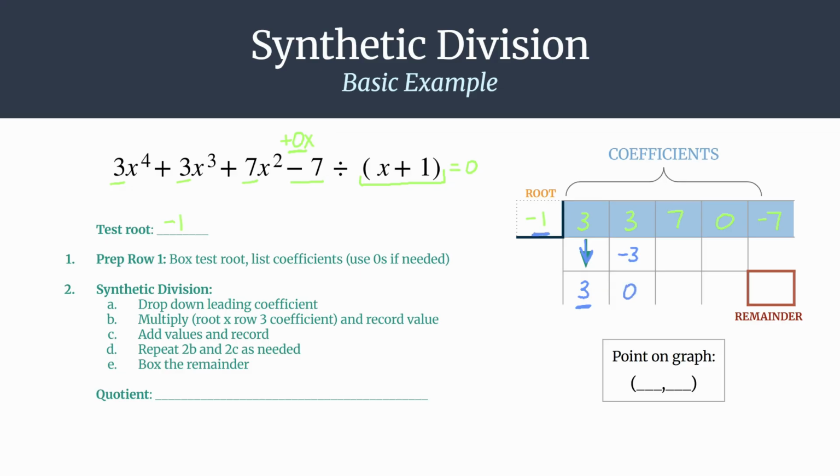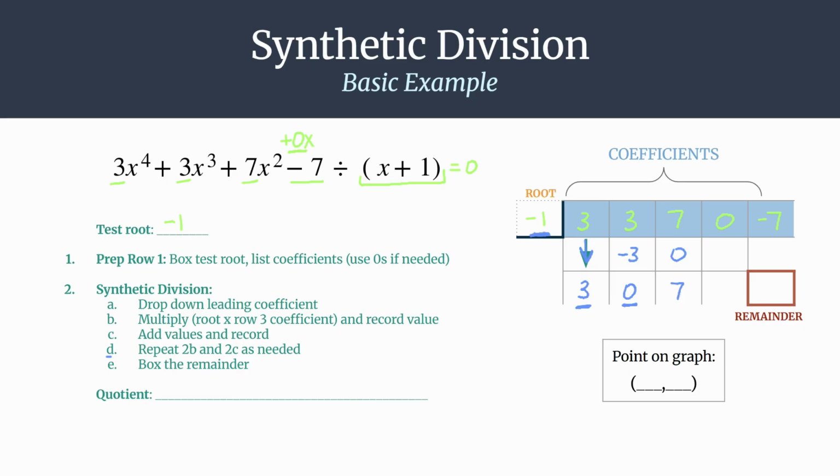All right, so you can see we're down to step 2D now. We're going to repeat steps 2B and 2C until we get to the end of our setup. All right, so let's do that. It becomes a pretty easy process here. We have the root -1 times our new row 3 coefficient, or value, excuse me. So -1 times 0, of course, is 0. Add that third column. 7 plus 0 is 7.